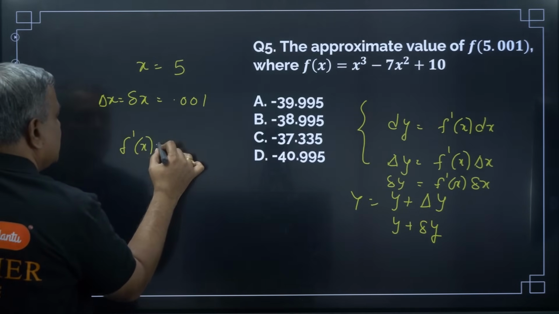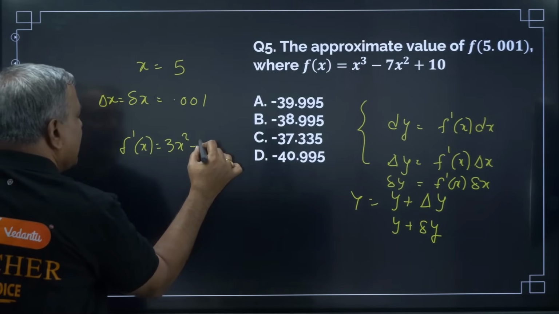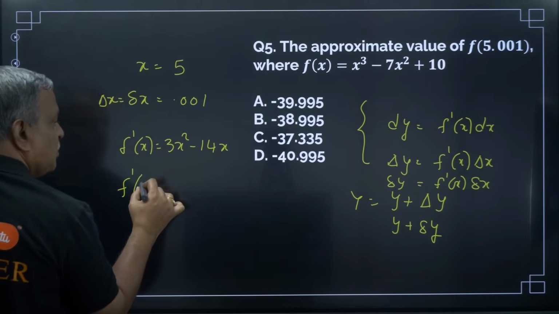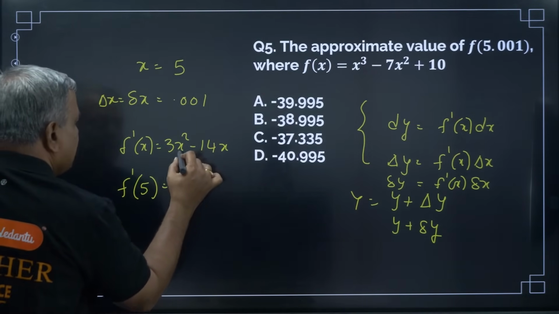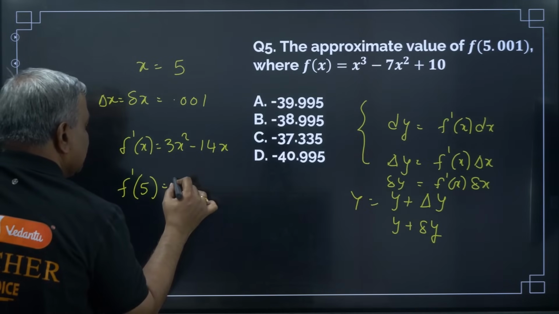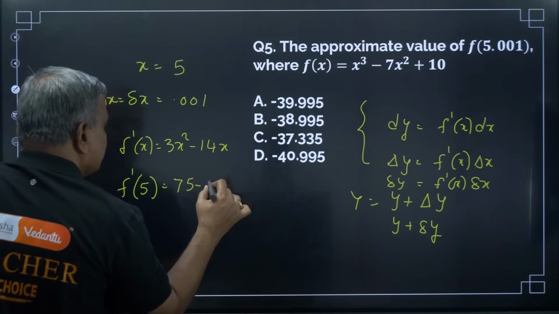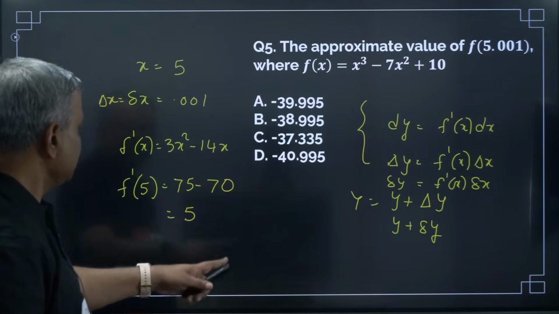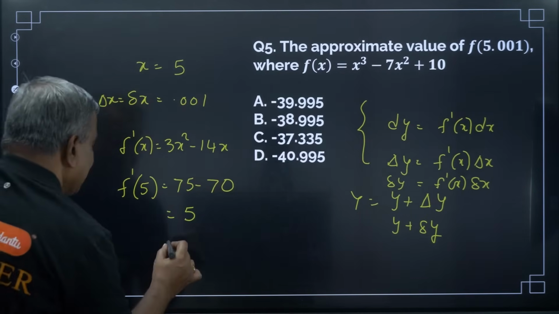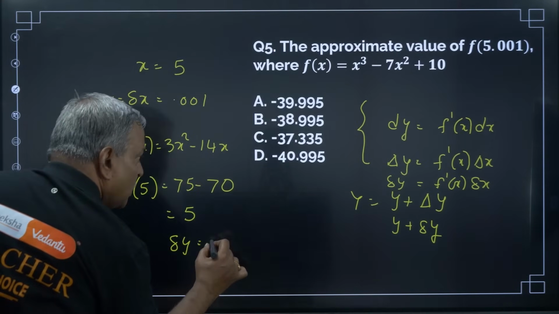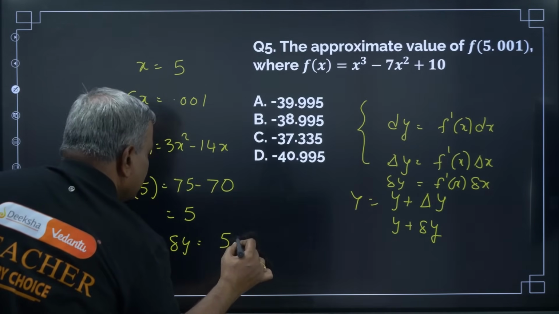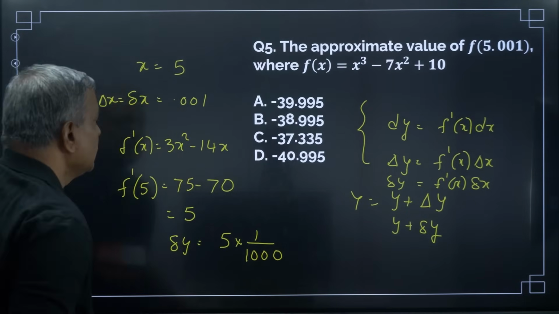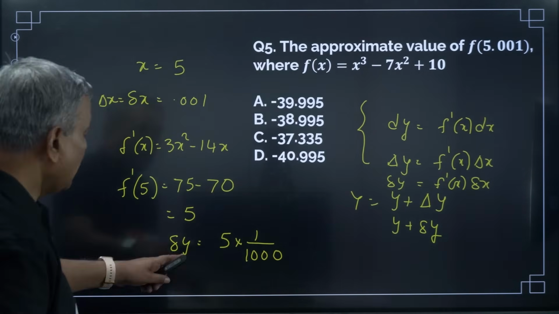Substitute there. What is f dash x? f dash x is equal to 3x square minus 14x. So what is f dash 5 we will put? f dash 5 will be how much? 25 into 3 will give you 75, minus 14 fives is equal to 70. This will give you 5. 14 fives, 70. You get f dash 5 is 5. So what is delta y now? Delta y is 5, delta x will be how much? 1 by 1000, 3 zeros. You got the delta y value.